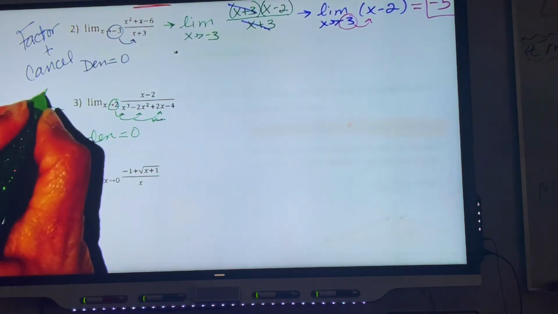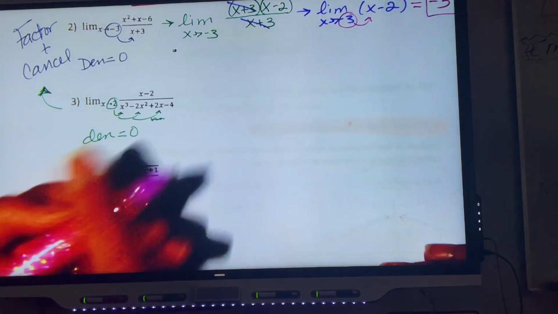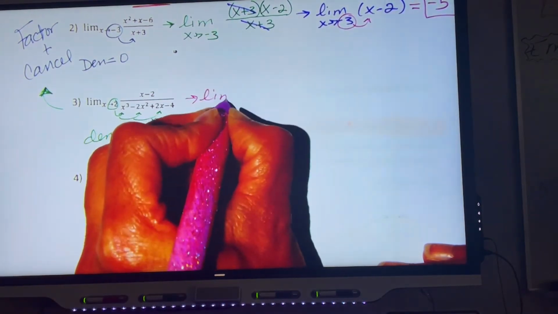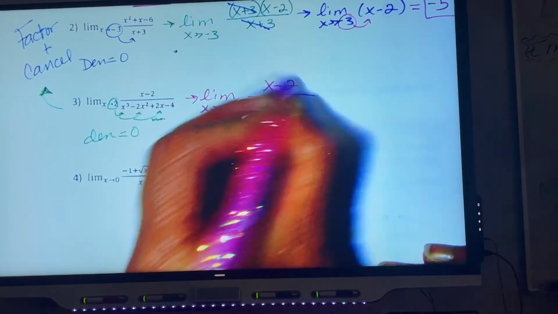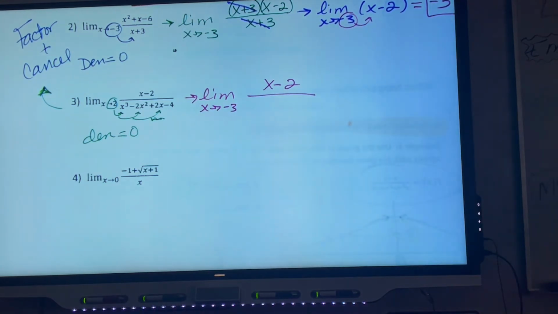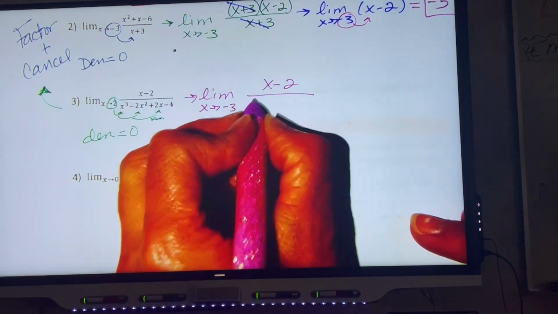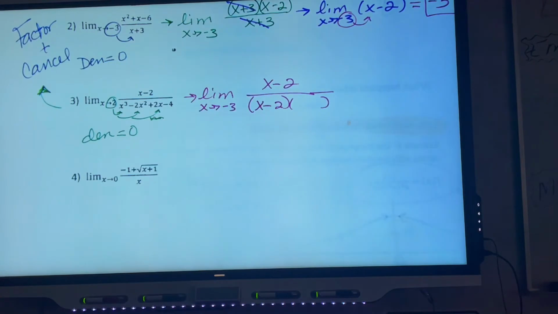So we're going to be factoring and canceling again. Okay, so here we go. We got to write the limit, because we can't take it yet, of x minus 2 in the numerator. And then in the denominator, since I know that something has to cancel, this time what should be in the denominator to cancel? X minus 2. So I know there should be an x minus 2 there in the denominator. So then we can guess and check.